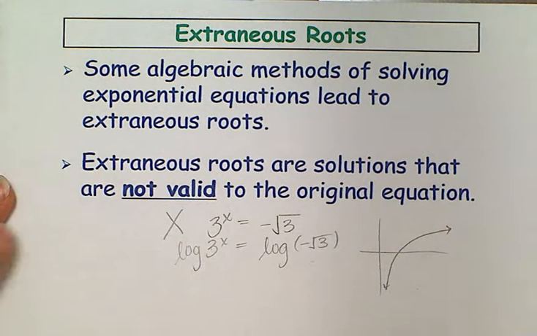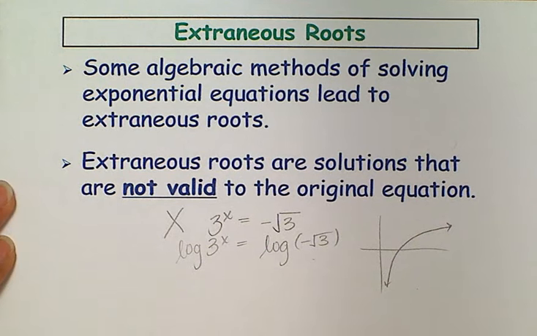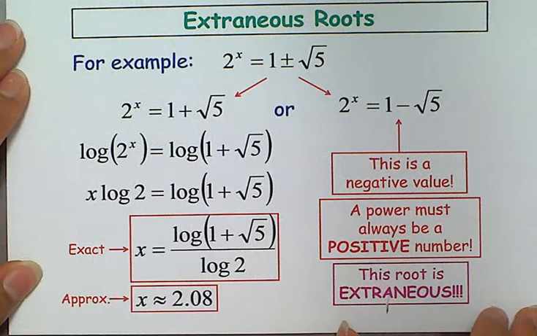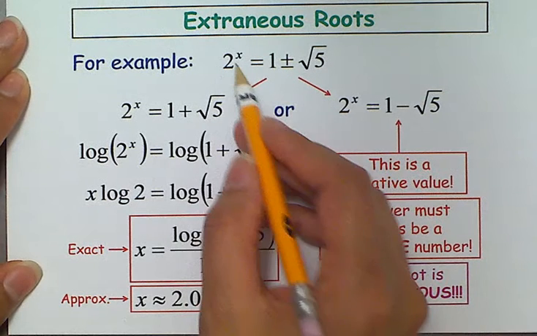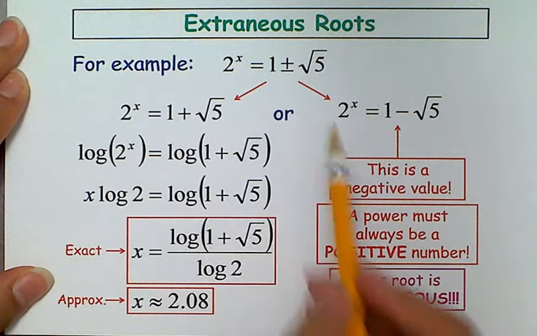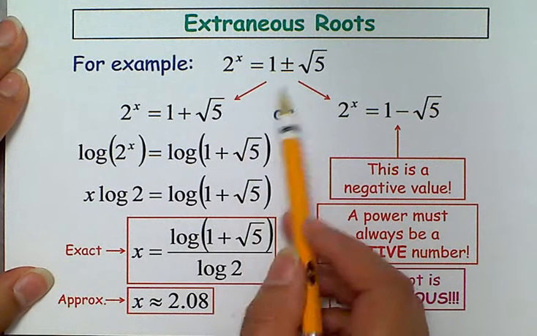And sometimes when you're solving exponential equations, you do get an extraneous root, a root that does not make any sense and is not valid to the original equation. So here's another example. Let's say you're solving an exponential equation and you get a solution like 2 to the exponent x equals 1 plus or minus the square root of 5. Now what that means is I have two solutions here: 1 plus the square root of 5 and 1 minus the square root of 5.